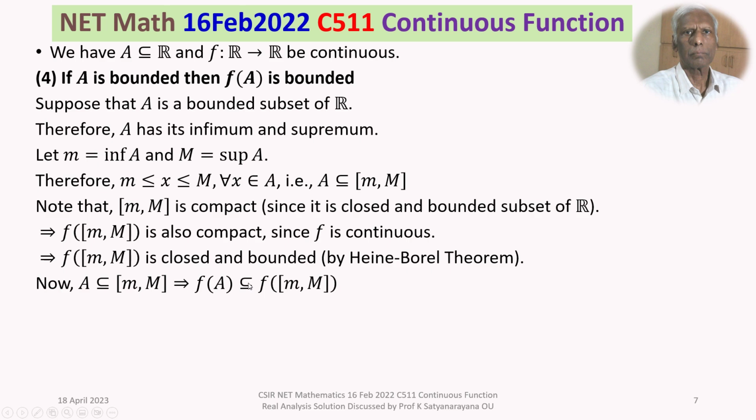So f of A is contained in this, but f of [m, M] is what? It is closed and bounded. It's bounded. So f of A is also bounded. So f of [m, M] is closed and bounded. So f of A is contained in this, but this is bounded. Therefore, f of A is also bounded.